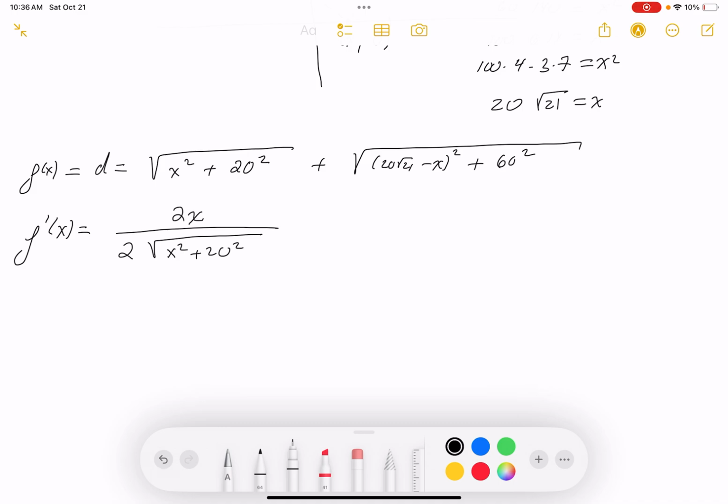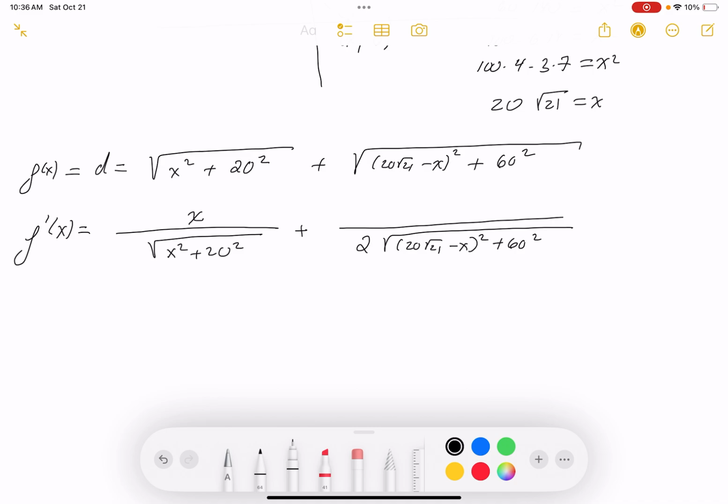What do I know now? Those 2's disappear, which makes it kind of easy for me. So this 2 cancels this 2. Let's go to the next guy. I'll write that down for you. Plus, it's going to be, let's see, 2, the root. I know it looks bad. I'm just writing it down, by the way. 20 root 21 minus x squared plus 60 squared.